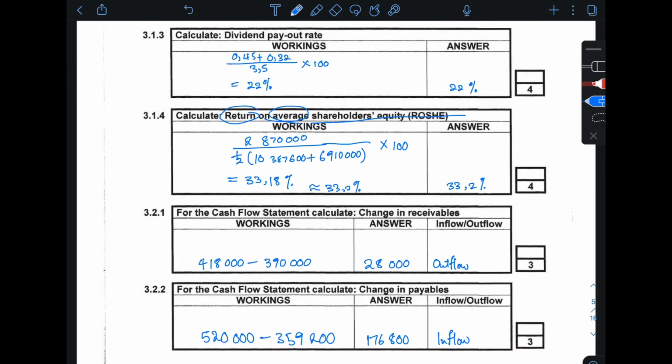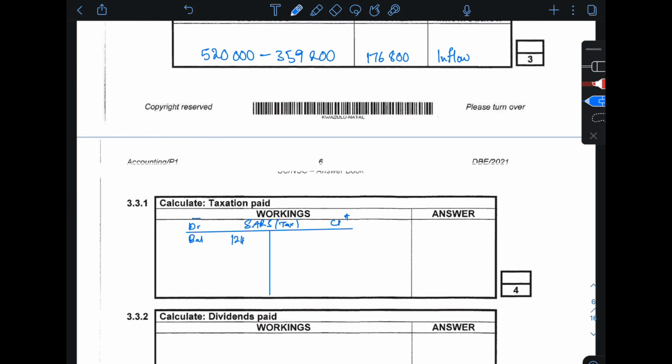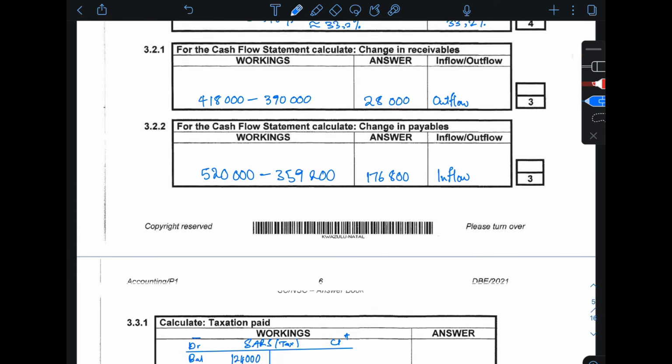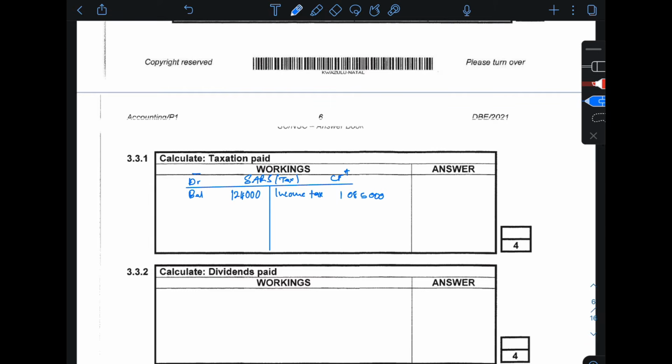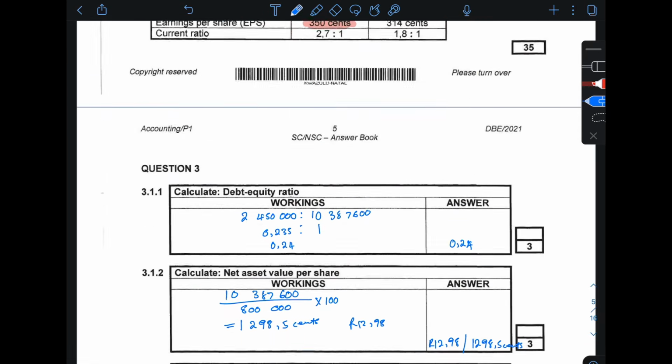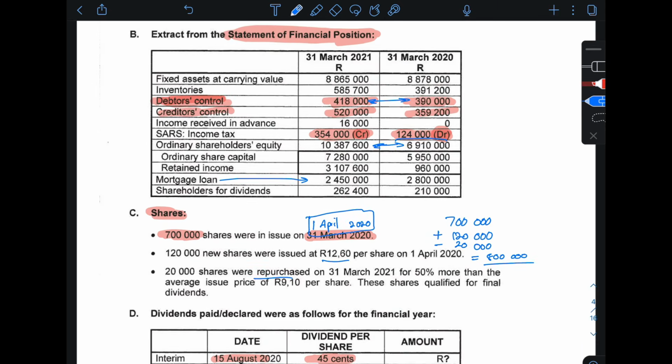124,000. And then income tax for the year is supposed to be 1,085,000. That's what we got from the information. Remember that this is a liability. As I said, it increases on the credit side. And then what we know is that we closed with a balance of 354 on the credit side.